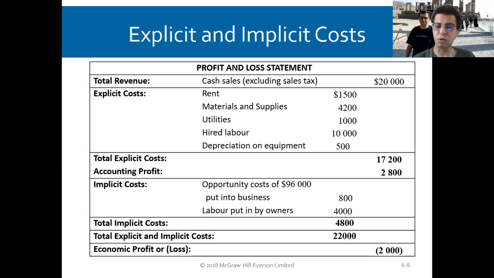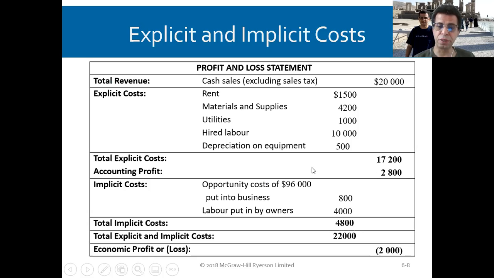So, in the accounting approach, say total revenue is $220,000, and you paid rent, you paid for the suppliers, utilities, you hired laborers for $10,000, and there is depreciation of your equipment as well. So the total cost is added up, and you made a revenue, and that's your accounting profit of $2,800.